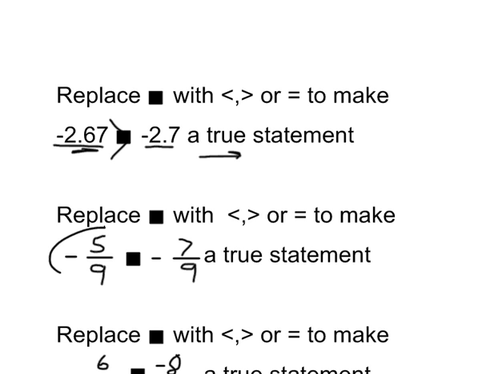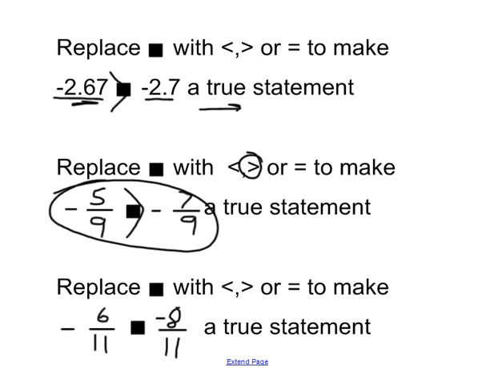Down here we've got them in fraction form, and they do happen to have the same denominator. So the comparison becomes very easy. How does negative 5 compare with negative 7? Negative 5 is greater than negative 7. So the answer would be greater than.